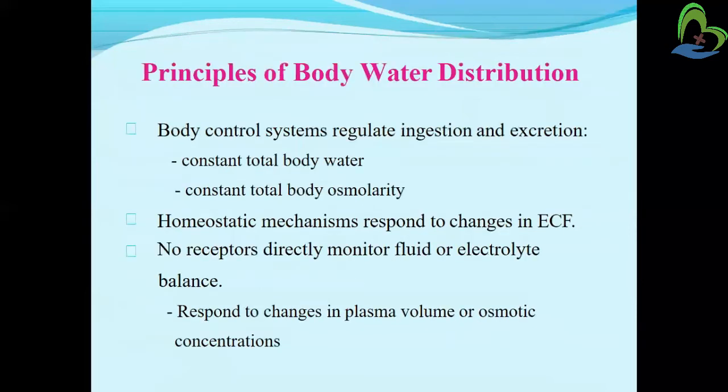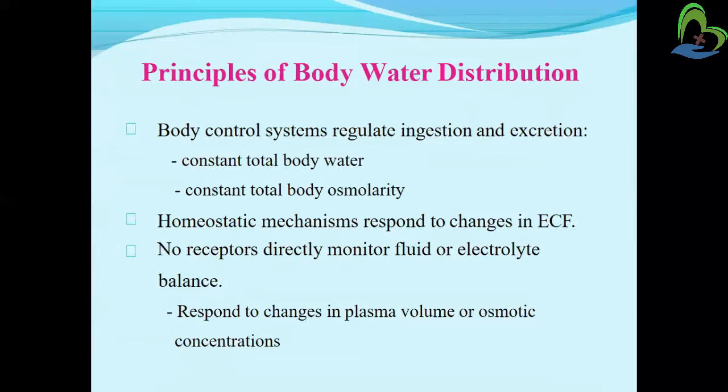Next is the principle of body water distribution, meaning how water is distributed in our body. There are some principles for the distribution of the body water. The body control system is regulated by ingestion and excretion. We all know that we take in food, liquids, juices, etc., and there is also an excretory system in our body. So the control or balancing system is regulated by these ions, or electrolytes, and body fluids. It has a major important role in maintenance.